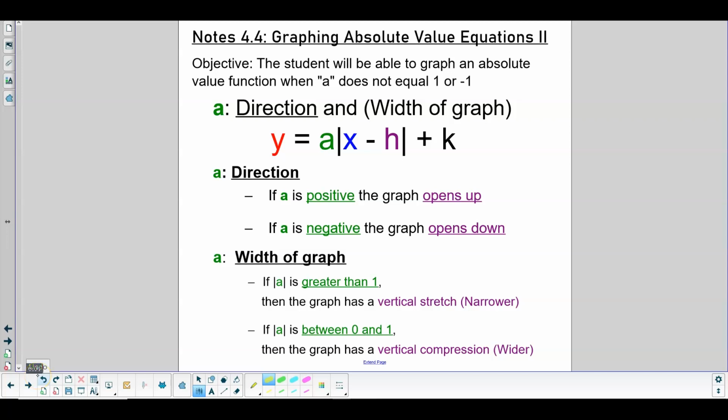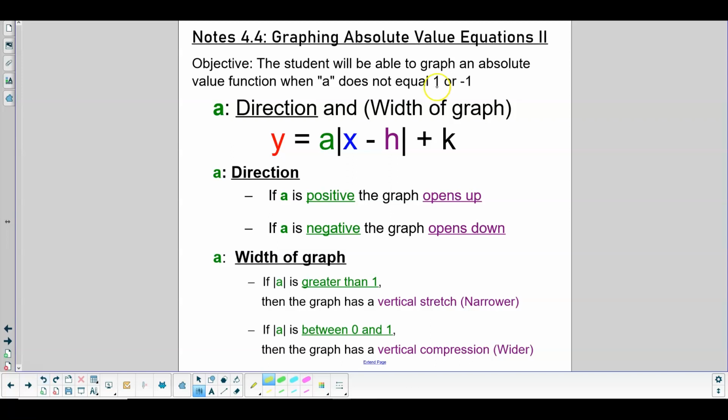Good afternoon, everybody. I'm here to get your notes going for 4-4, graphing absolute value equations number 2. We're talking about the direction for the graphs. And so we did the graphing of absolute values on 4-3, where we showed you how to put the vertex on there. And then remember, the pattern is up 1 over 1 or down 1 over 1, depending on whether or not you have a positive or a negative. And that's what we have here as well.